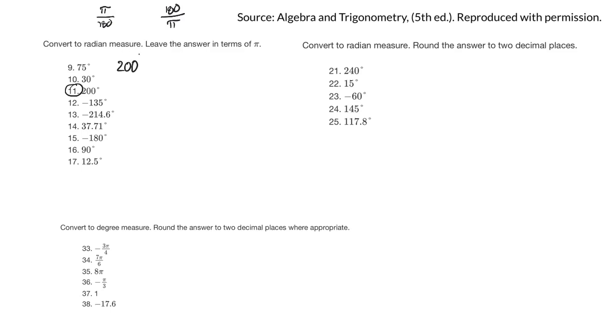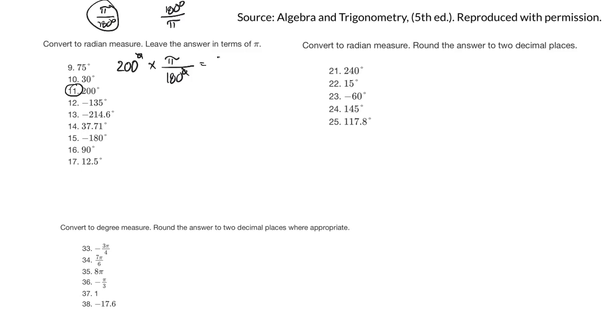So I have 200 degrees, and I'm going to multiply it by a ratio in order to cancel the degrees out. This is the one that I'm going to use because it has the degrees on the bottom. So this would be pi over 180 degrees. The degrees cancel out, and this answer will come out in radians.